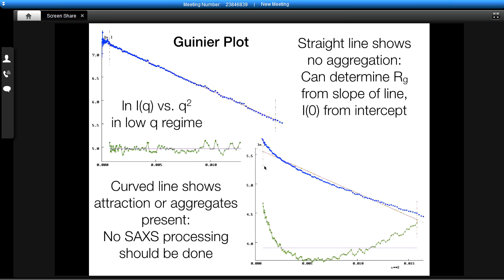Similarly, if it were repulsive, you would actually see, instead of the smile, sort of a frown. Okay, so you would see negative curvature there. And these green points here are the residuals, which can help you to identify that nonlinearity.